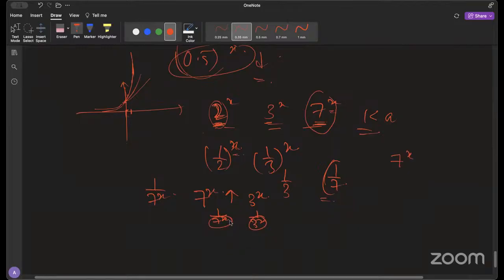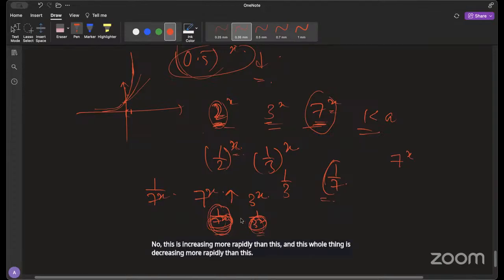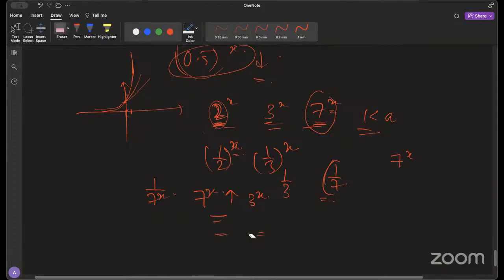If this is increasing more rapidly than this, then this whole thing is decreasing more rapidly than this. Should I explain this one more time?